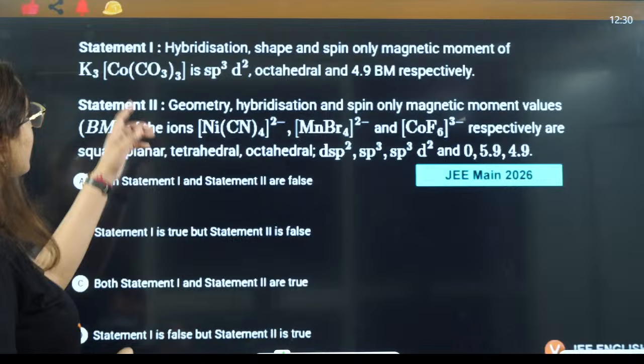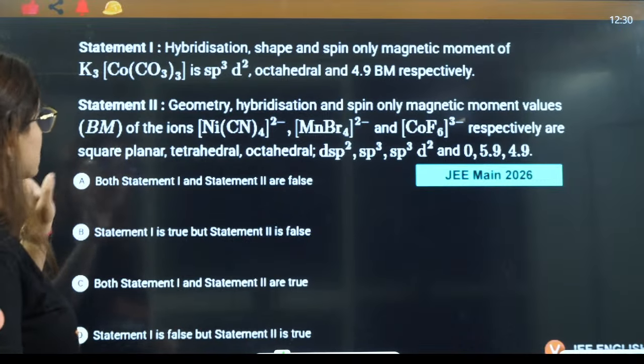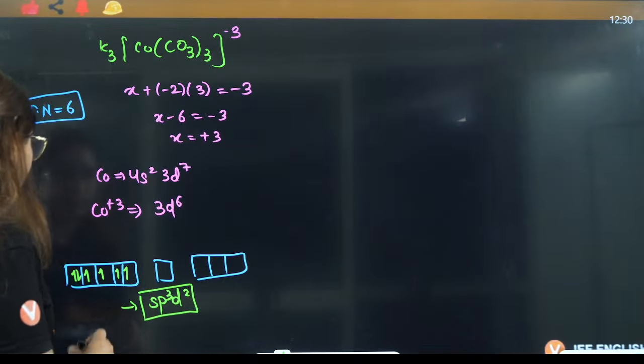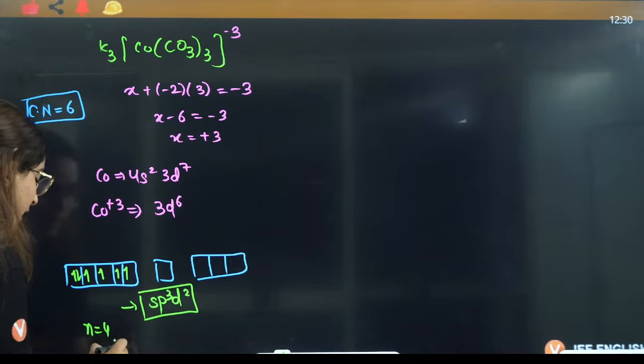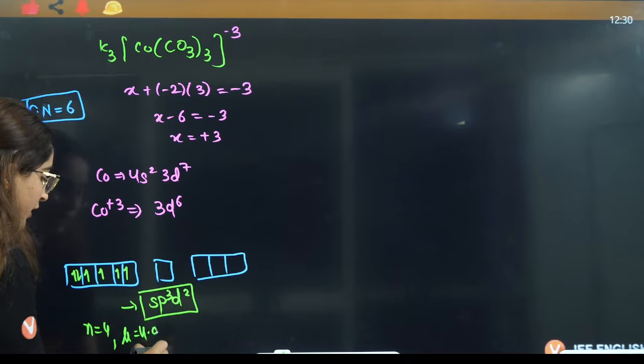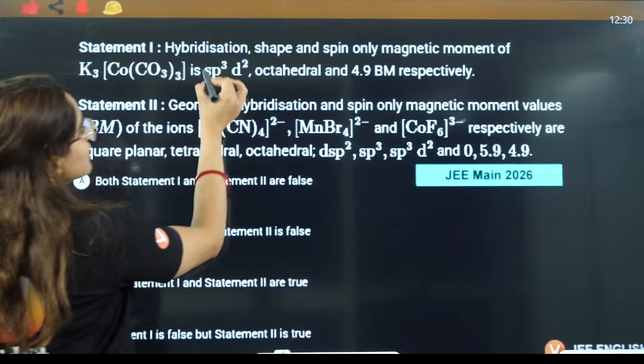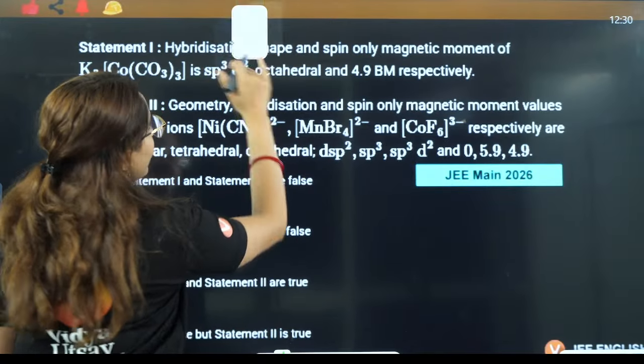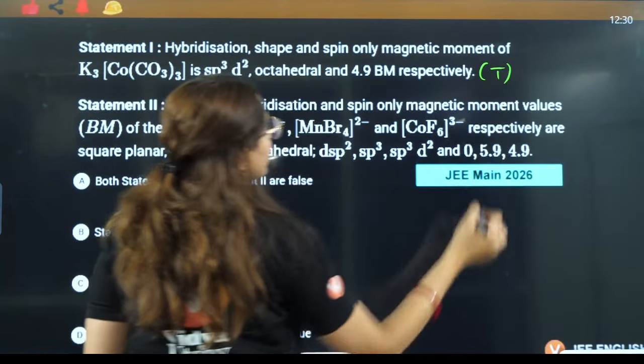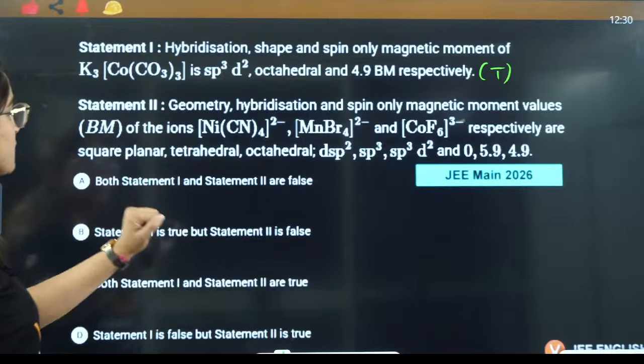Now here they are saying this is sp3d2, that is correct, it is octahedral. The number of unpaired electrons is 4, so the magnetic moment is going to be 4.9, that is correct. So this statement here is correct. Okay. What about this one?